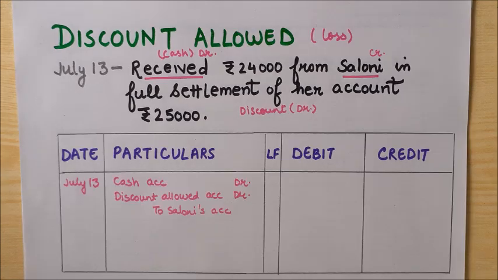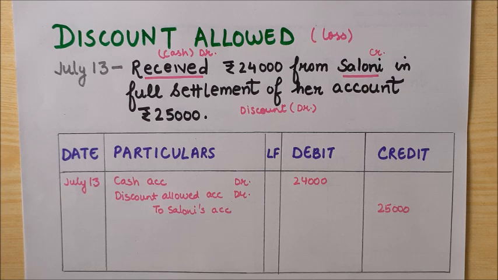And here is the journal entry. Cash account debited, discount allowed debited, to Saloni's account. In cash account 24,000, Saloni's account 25,000, and in discount allowed 1,000 will come as the difference between 25,000 and 24,000.